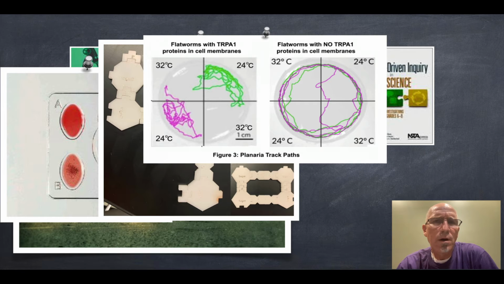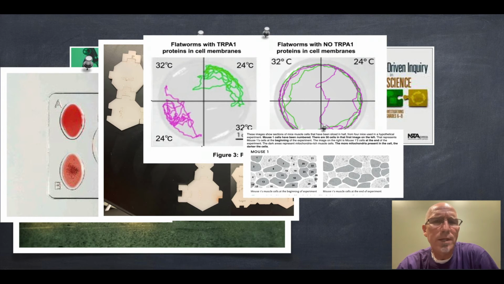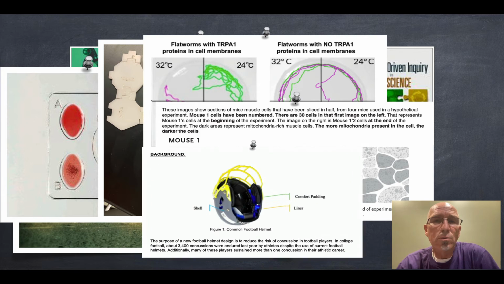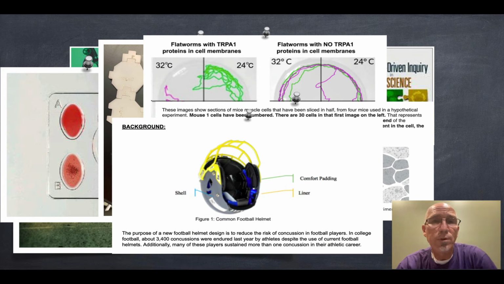So the business of providing students with real-time data, in this case about planaria and cell membranes, or this is something I modified from PBS, marathon mice and mitochondria, to looking at some physical science stuff related to forces and football helmets. So I've really shifted the business of using things right from the book to modifying all kinds of other activities to become argument-driven inquiry types of work for students.